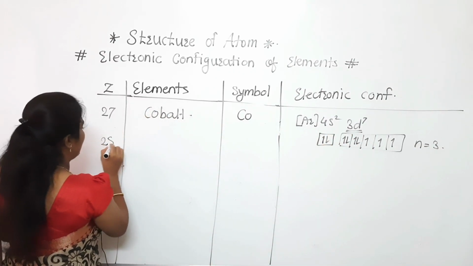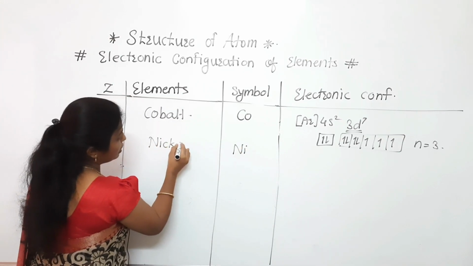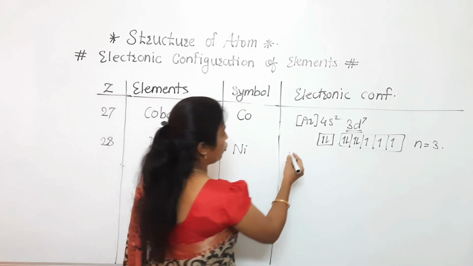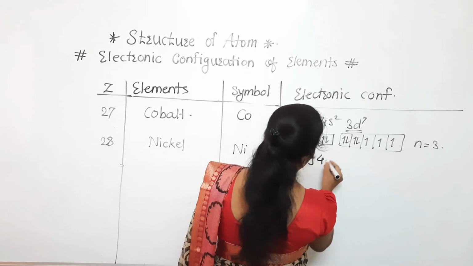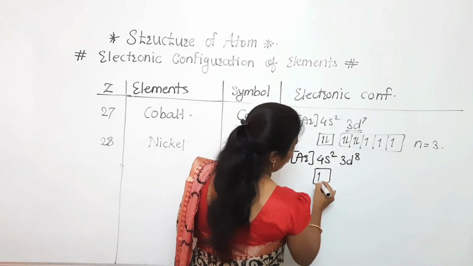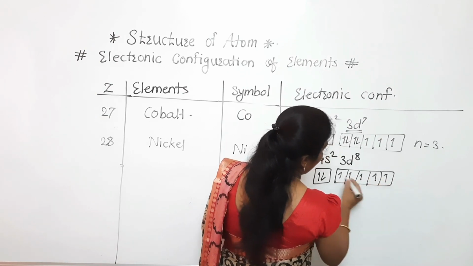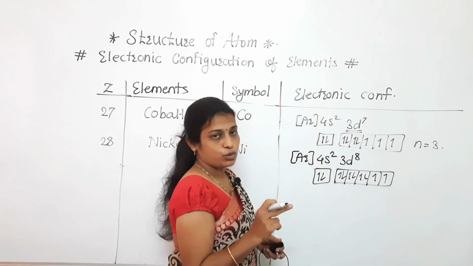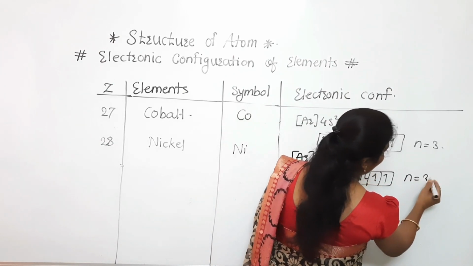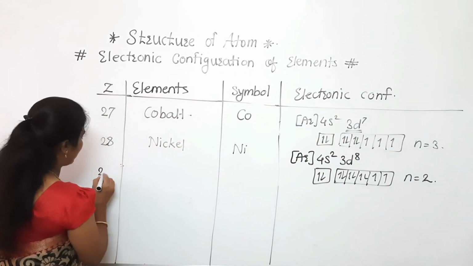Now it's 28, which is Ni. Ni means nickel. For nickel, if we consider the electronic configuration, it will be argon 4s2 3d8. Again we are drawing one box with 2 electrons, and 5 boxes, each one will carry a single electron. Again it will start pairing from the first box. So 3 plus 5, 8 completed. How many unpaired electrons are there? There are 2 unpaired electrons. Clear to everyone?